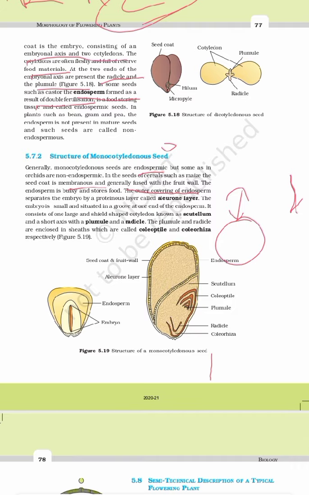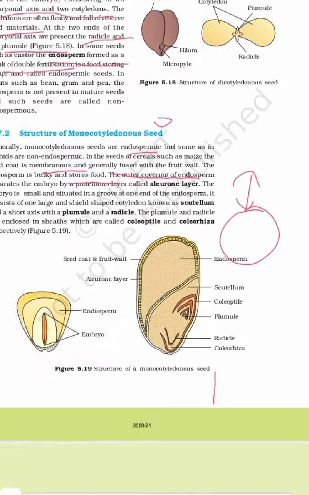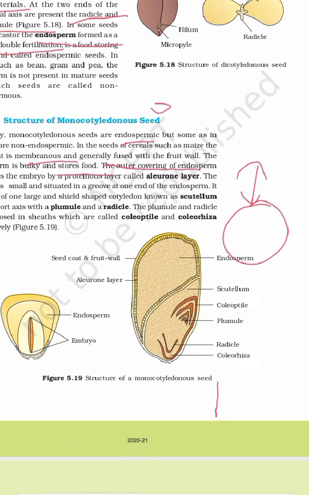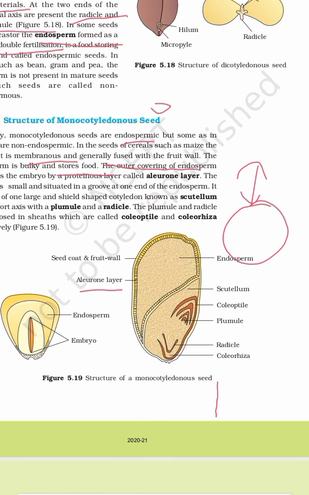The endosperm will store the food. This is the function of the endosperm. The outer covering separates the embryo by a layer called the aleurone layer. Now you have to just see the figure. See this aleurone layer. The outer membrane is separated from the inner part by the aleurone layer. It means outer layer, inside, and over here the aleurone layer is present.